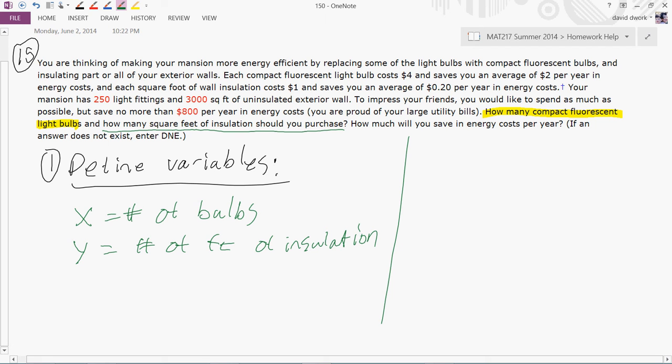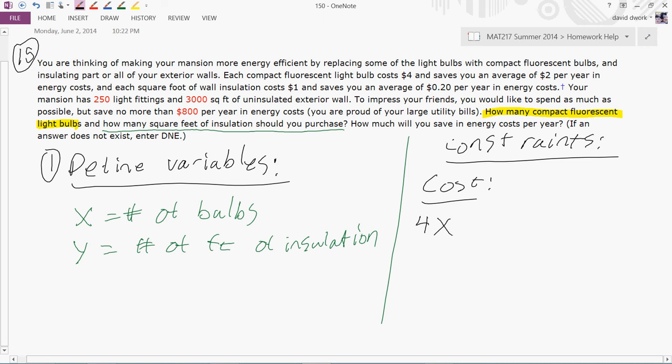You're thinking of making your mansion more energy efficient by replacing some of the light bulbs with compact fluorescents and insulating part of your exterior walls. Each compact fluorescent costs $4. This is talking about my variables, so I am now going to come up with my constraint equations, or the things that are limiting me. The first thing I have is a cost. My light bulbs are $4, so for each light bulb I buy, it's going to cost me $4. If I buy 10 of them, it would cost me 40. If I buy 20 of them, it would cost me 80. Done.